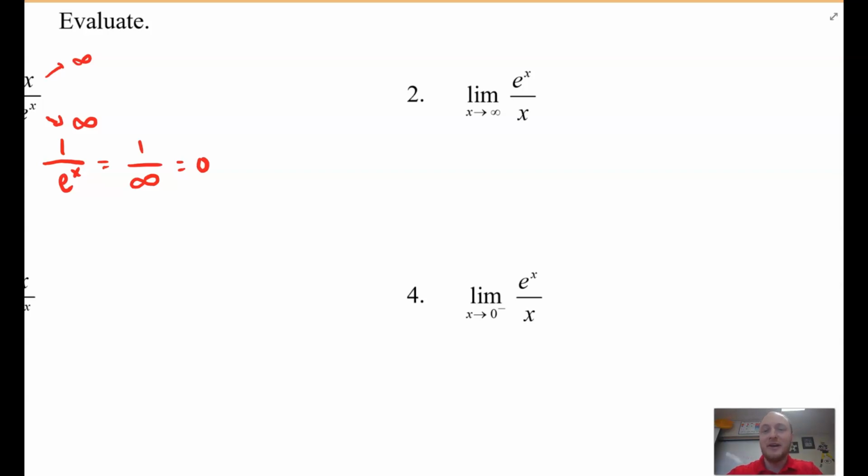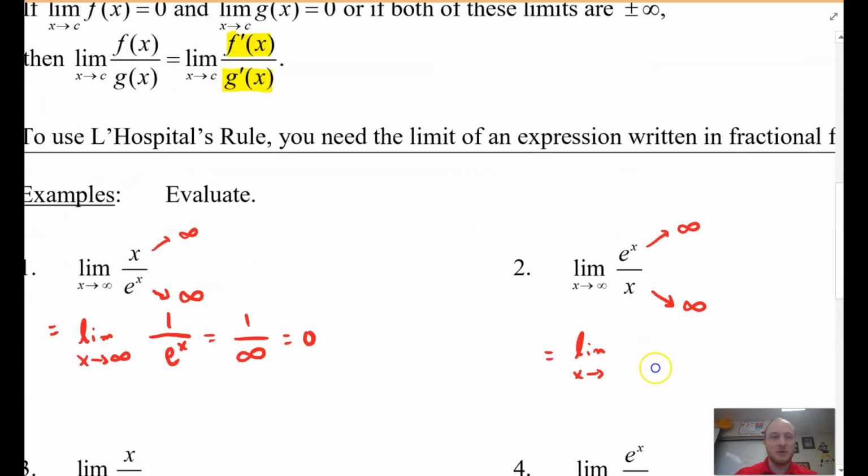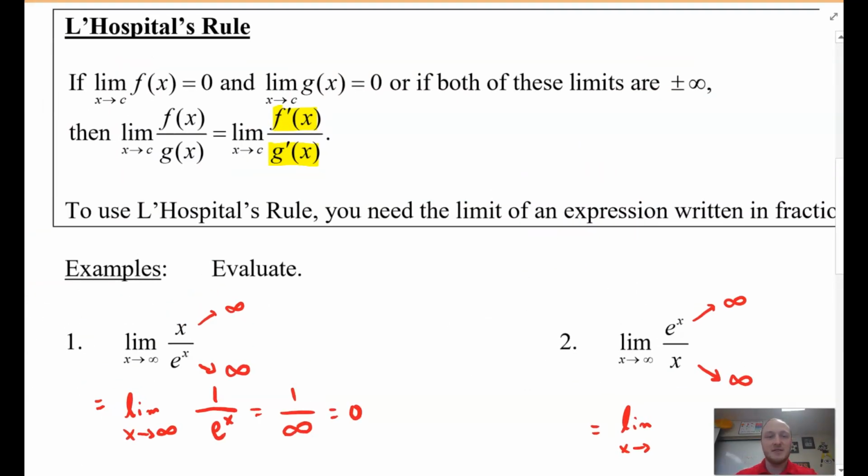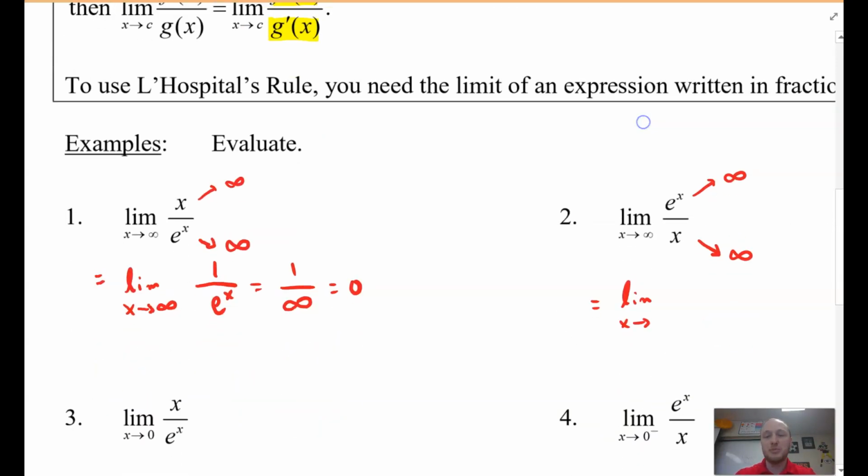We're going to go ahead and do it again. The limit as x goes to infinity of e to the x over x. I plug in infinity, and this goes to infinity. Plug in infinity in the denominator, and this goes to infinity. So I can take the derivative. That's what L'Hopital says, and it's not the derivative of the whole thing. Notice you're not doing quotient rule. It's simply the limit of f of x over g of x, so it's now the limit of f prime of x over g prime of x.